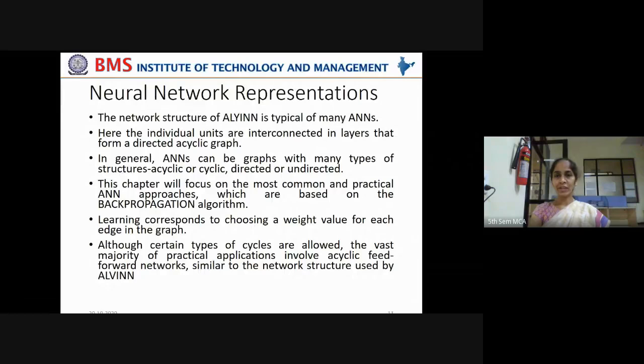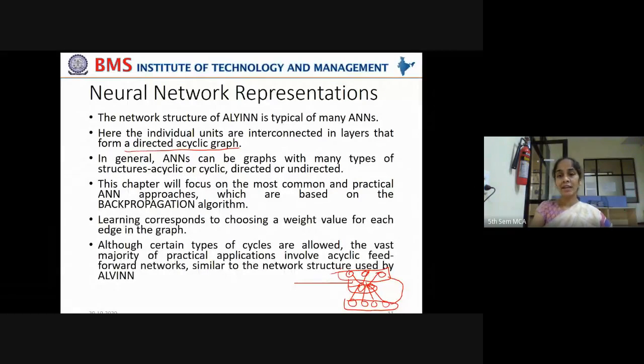Here, the individual units are interconnected in layers that form a directed acyclic graph. Right? Why do we call it an acyclic graph? Say these are the input units, these are the hidden layers. They are connected like this, and finally these give some output layer. Now this is the input layer, this is the hidden layer, and this is the output layer. They are connections of neurons, but is there any backward connection again to the beginning? No. In that case, we call it a directed acyclic graph. Acyclic means there is no cycle in the connections.